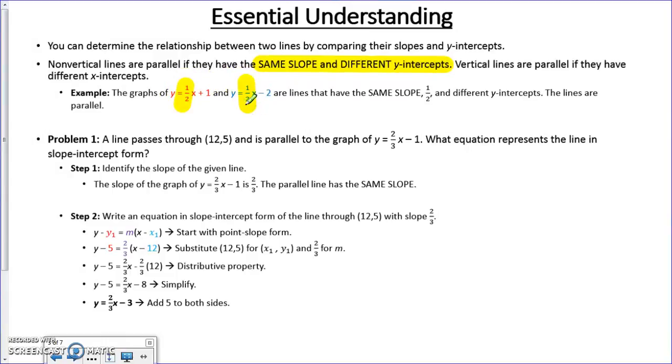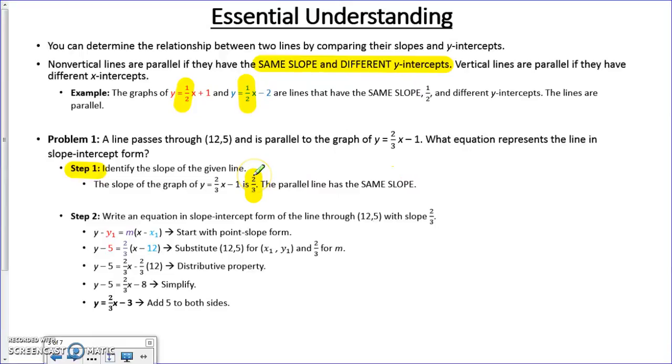Problem 1. A line passes through (12, 5) and is parallel to the graph of y equals 2/3 x minus 1. What equation represents the line in slope-intercept form? The first thing you want to do here is identify the slope of the given line. The slope of the graph y equals 2/3 x minus 1 is 2/3. So the parallel line has the same slope.